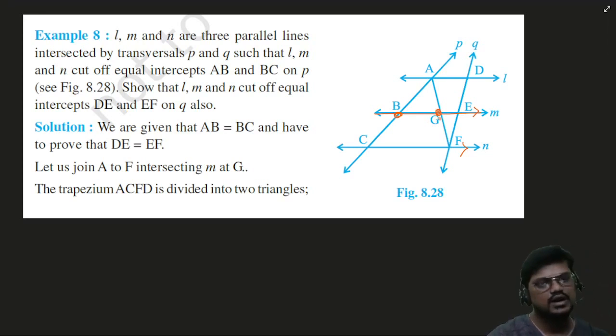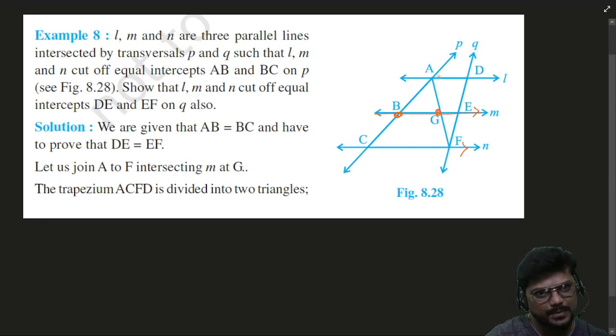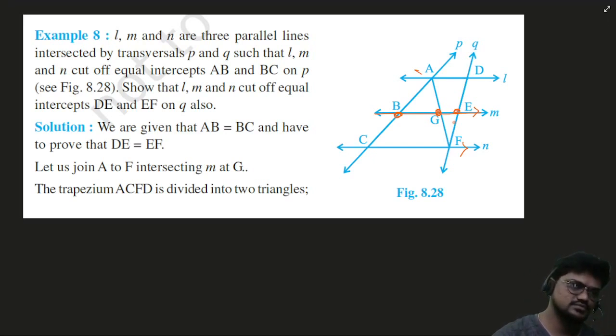That is proved. Again, this line is parallel to this AD, this line L. So if I draw a line parallel to this L, this will also be a midpoint of DF. So that's it, DE is equal to EF. Got it? Clear, no?